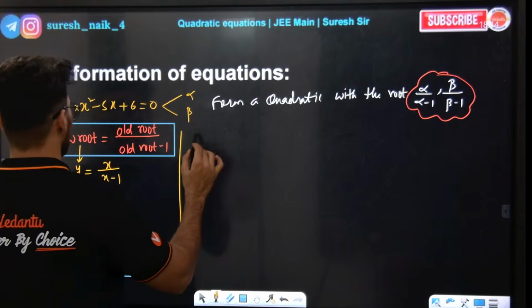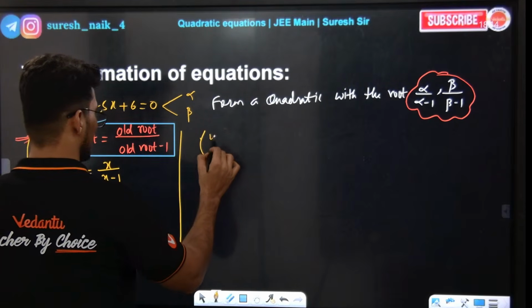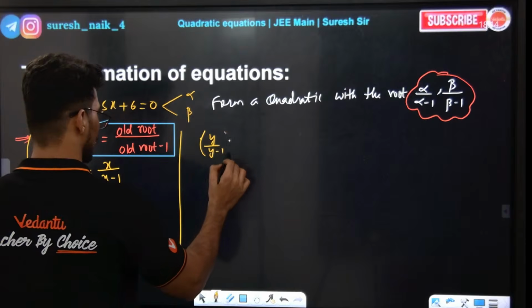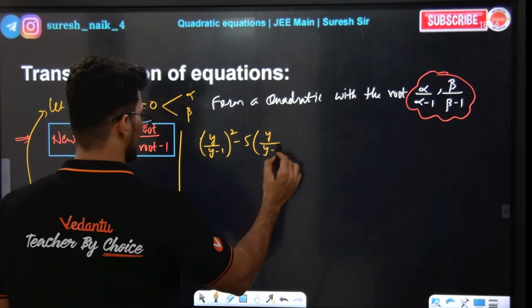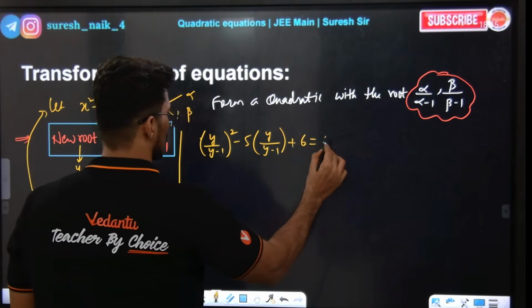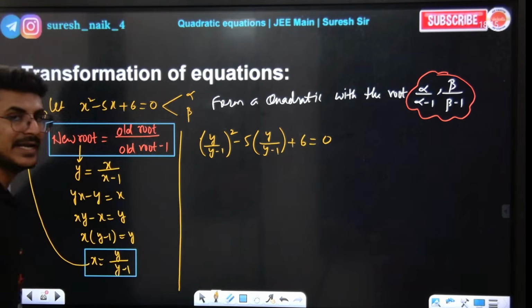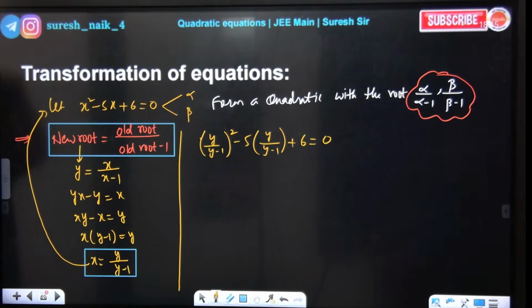That's it. So x square means y square by y minus 1 whole square, minus 5 times y by y minus 1, plus 6 is equal to 0. If you solve it, you will get a quadratic in terms of y. That is the new equation. Yes or no? That is the new equation. Solve it and see.